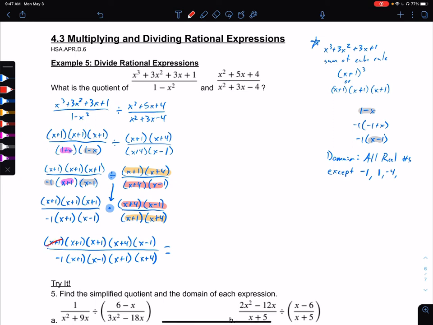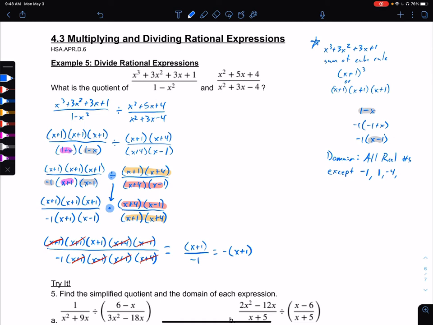I have an x plus 1, those can be dropped out. I have another x plus 1 and another x plus 1 that can be dropped out. I see x plus 4 can be canceled out, x minus 1 can be canceled out. So what I'm left with in the numerator is x plus 1. In the denominator, all I have left is a negative 1. So we can definitely rewrite this as negative x plus 1, right? Dividing would bring that negative to the outside.